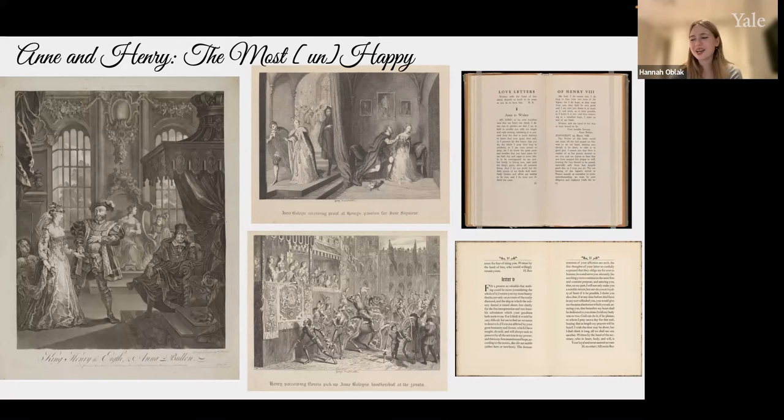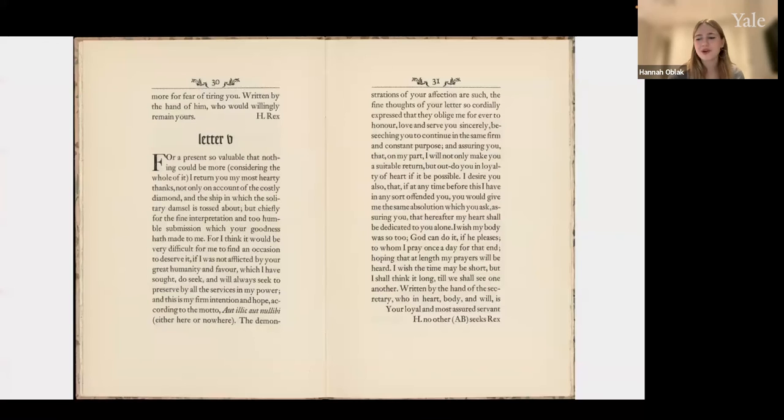Now, this is incredibly ironic because even reading this one letter, you see her incredible ability to strategize. And you see the sense of intellect and cunning that is clear throughout her entire existence and life. But then moving on, I wanted to zoom into a letter from Henry to Anne, which really acts as a portal into their relationship. In this letter, he writes, "I wish the time may be short, but I shall think it long, till we shall see one another." Now, the tragic end to their romance aside, this is the sort of sentiment that essentially means, "I can't wait to see you," that we would say today.